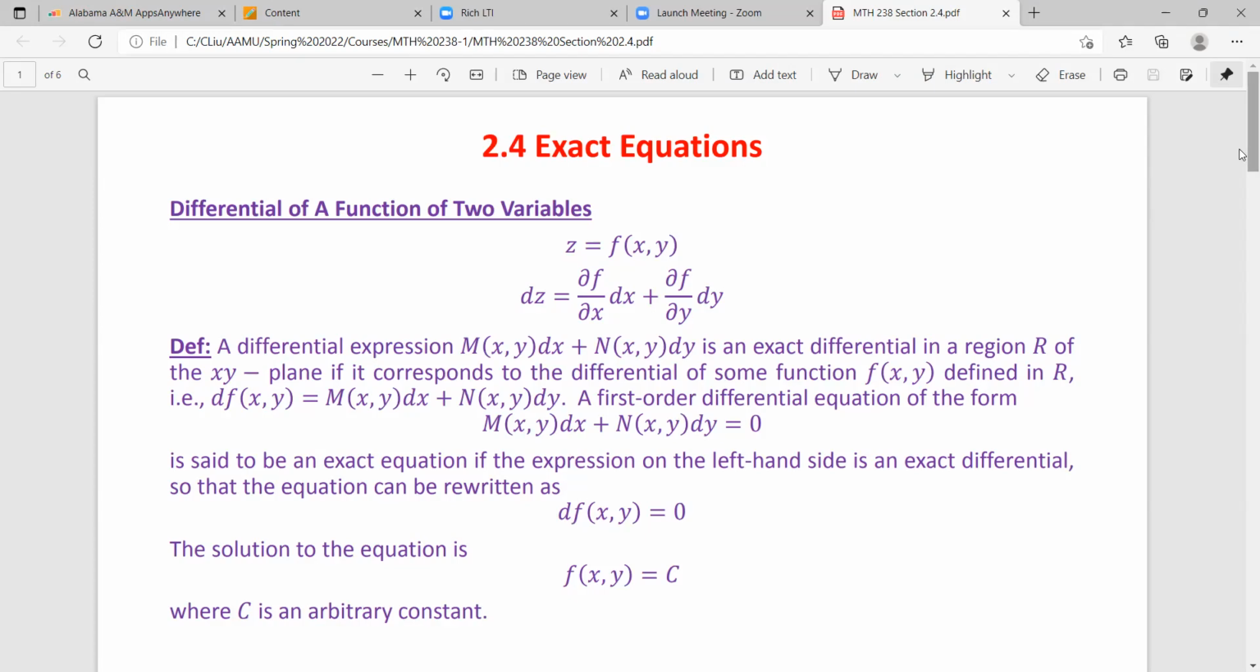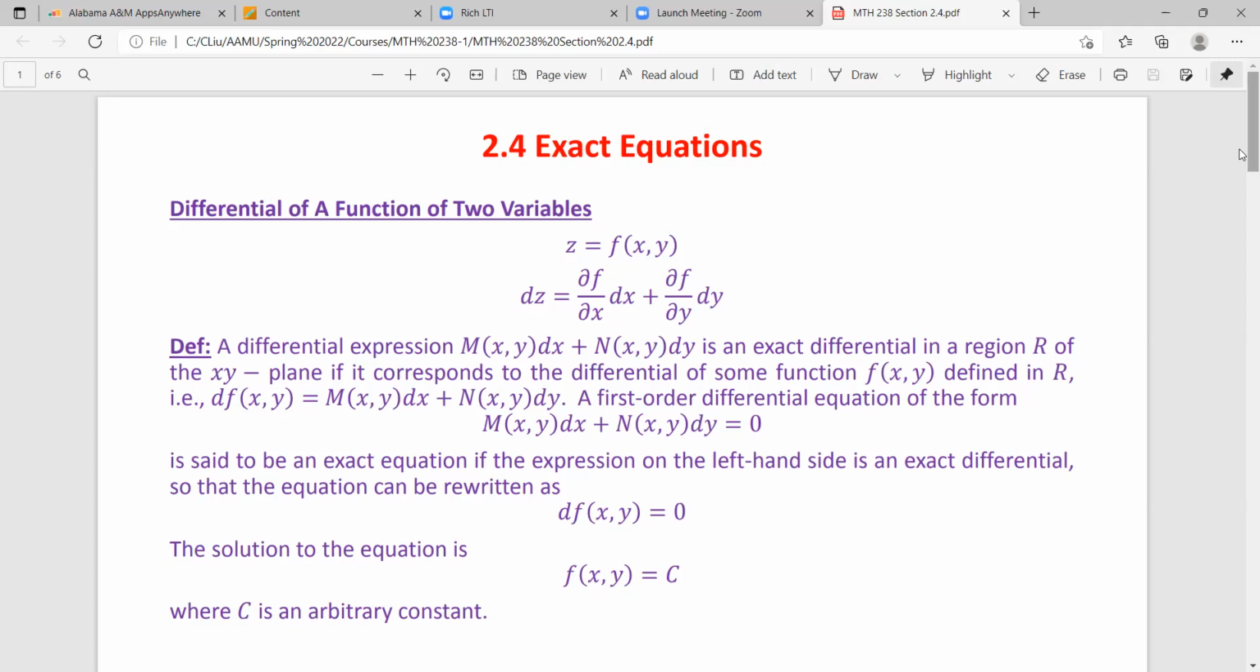Okay, if you remember that. And in 2.2, we discussed separable equations. You can separate variables on the two sides of the equation and then integrate to solve it. So in this section, we're going to talk about another type of differential equation that can be solved completely analytically. And those are called the exact equations.